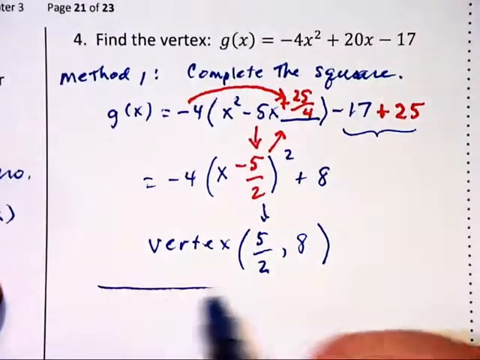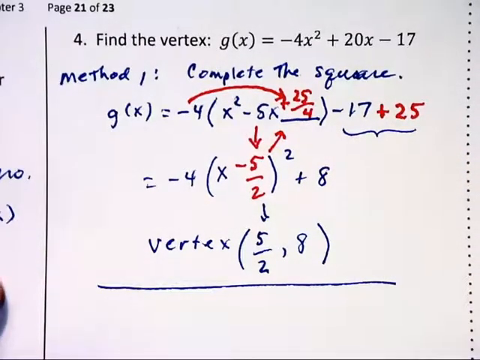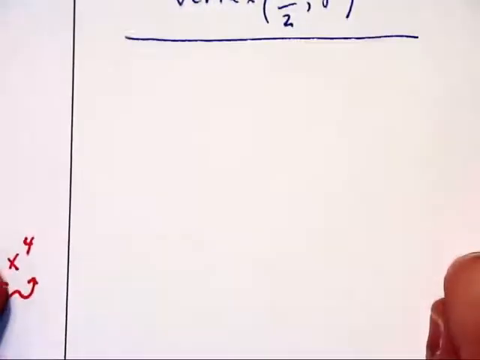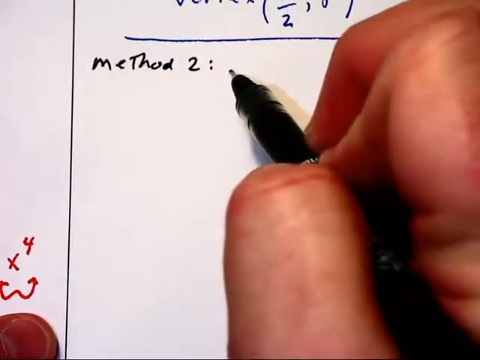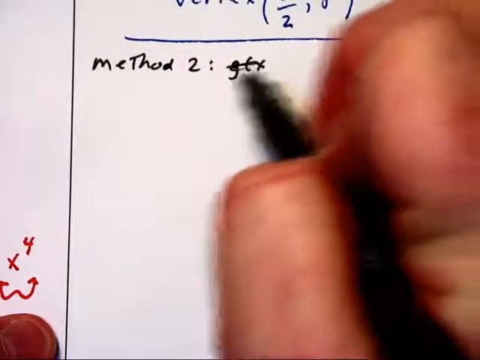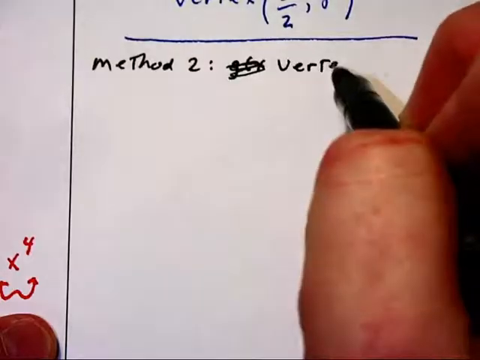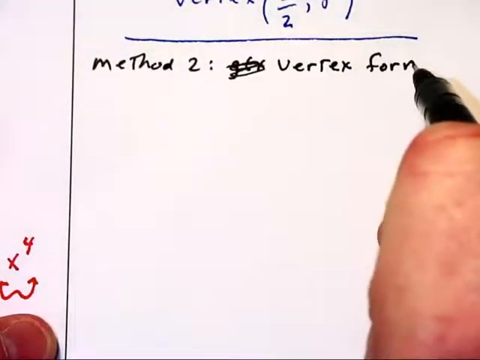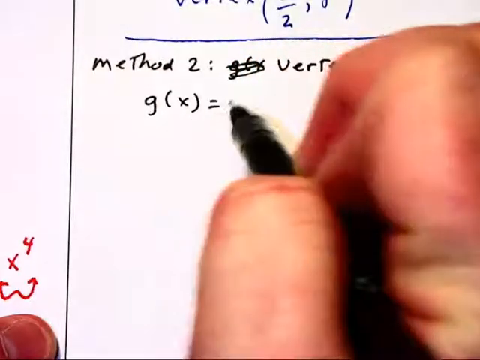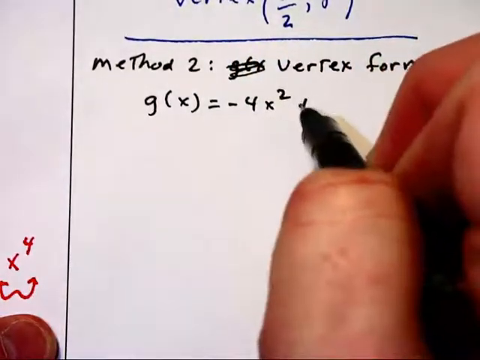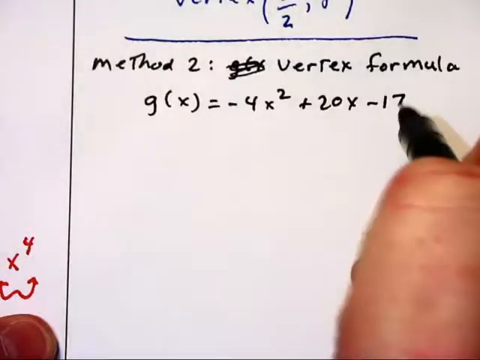Now for method number two, and I'm going to switch to a black pen here because that seems to be running out a little bit. Method number two is the vertex formula. And let's again write our equation here. G of x, whoops, I should write vertex formula, shouldn't I? G of x is equal to -4x squared plus 20x minus 17.